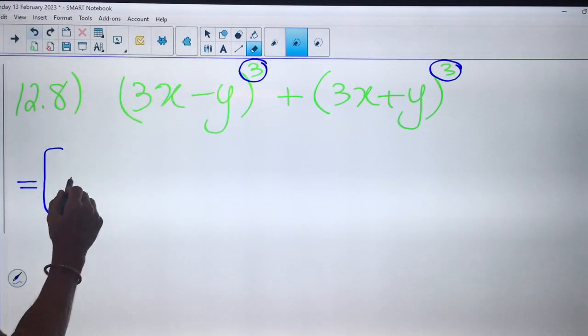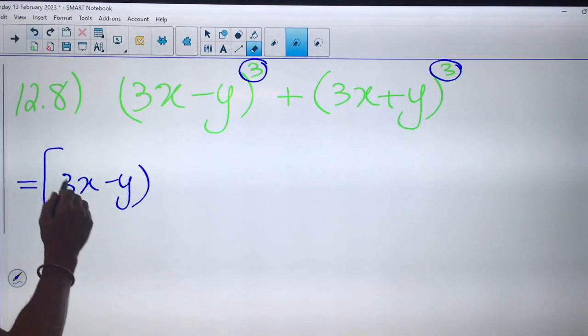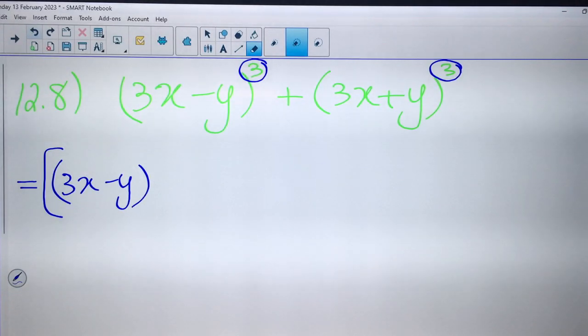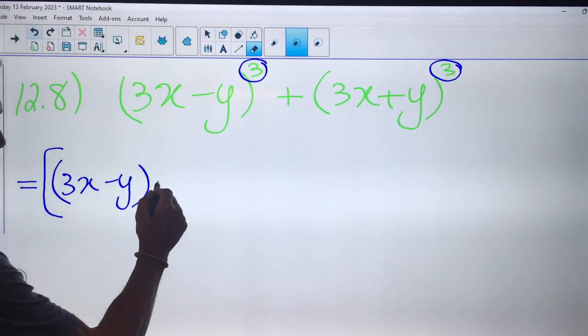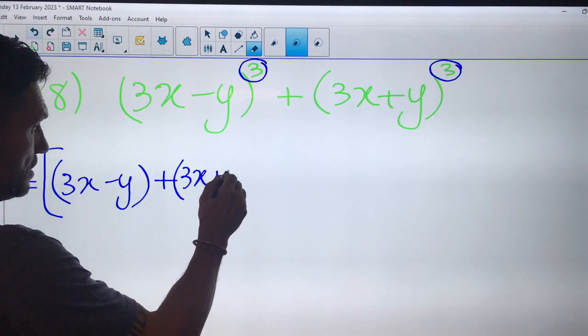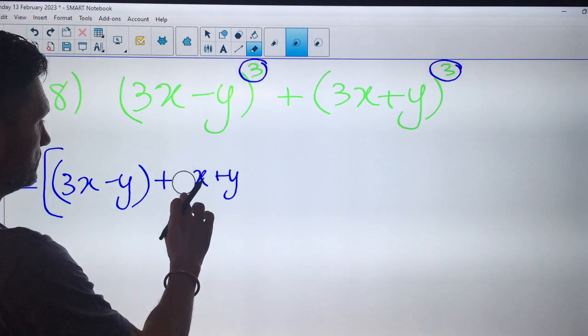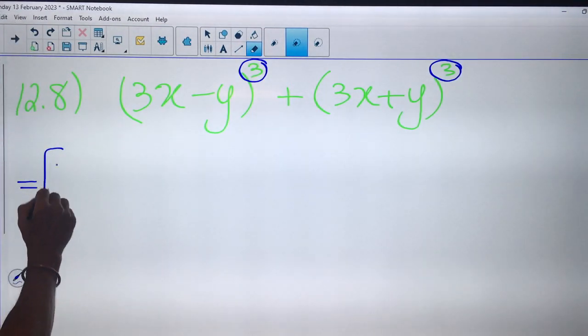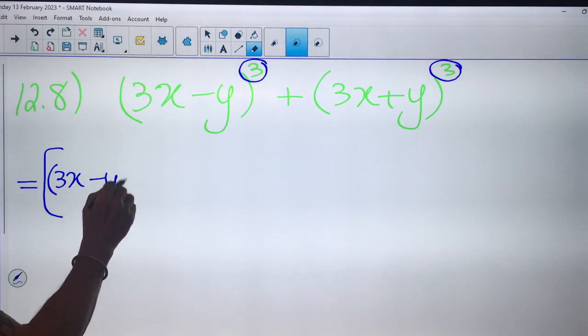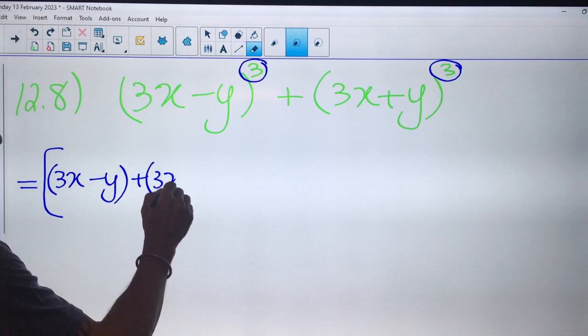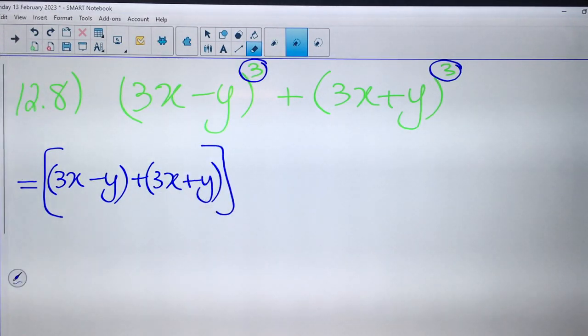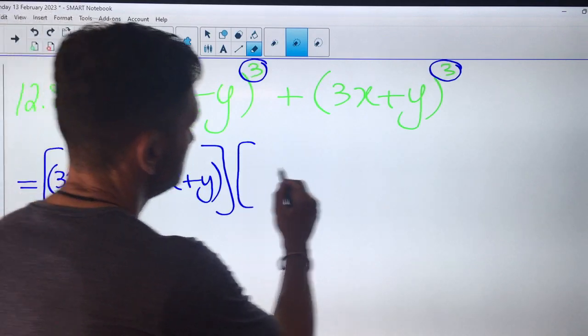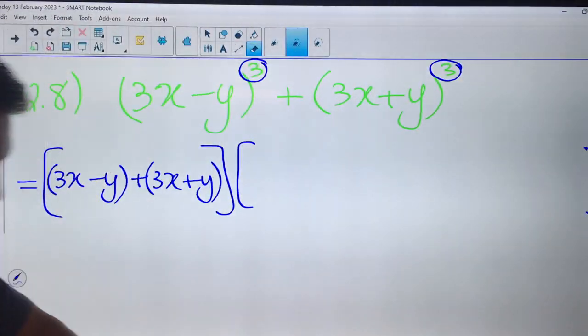So here is my a value, so that is 3x minus y plus 3x plus y. Again, I'm going to write it because I'm writing two, I will not have enough space. So that is my first bracket. I've calculated the cube root plus the other cube root. Now we're going to the bigger bracket. This is the one where we're going to have the trinomial.